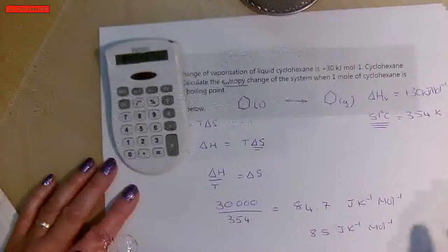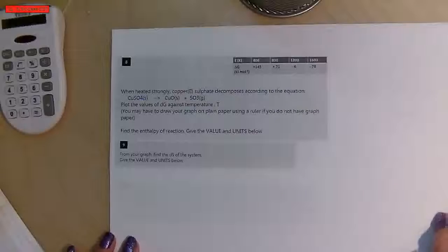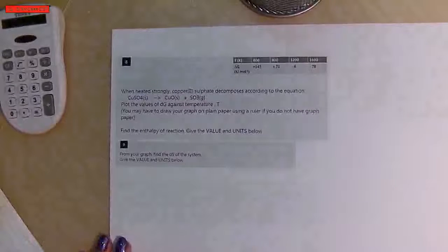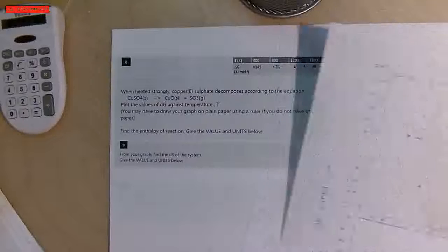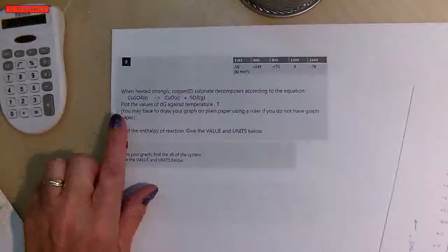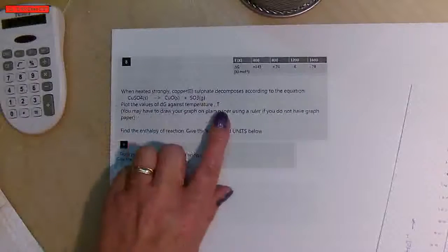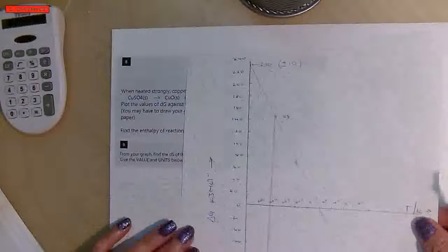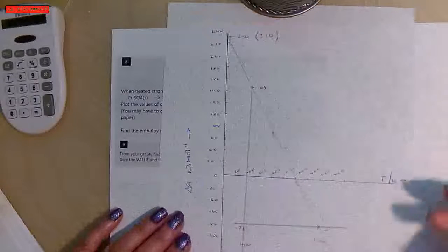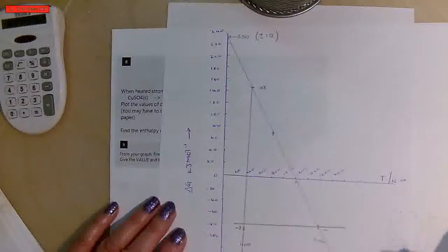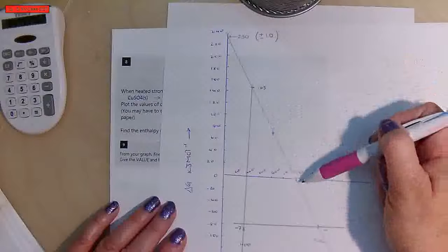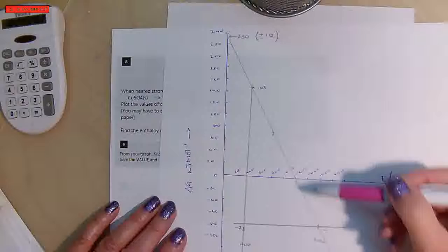Okay, number 8 and 9 require you to draw a graph. So you'll need graph paper, or if you haven't got graph paper, you're going to have to draw yourself some scales, which is what I've done. So you're going to have to plot delta G against T. So I have done that. I've got my scales here. So this is delta G, this is T. I've plotted the points, and I've drawn a straight line graph, and it's intercepted here.